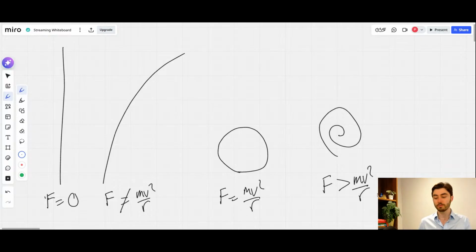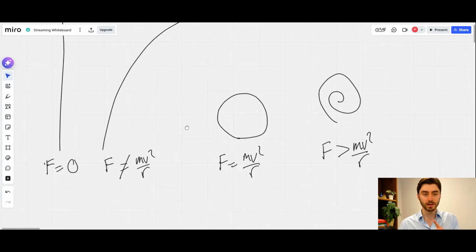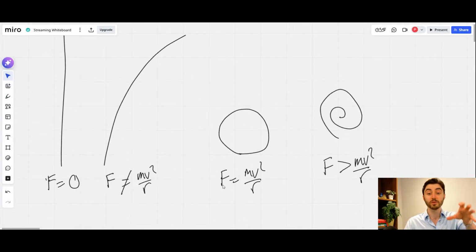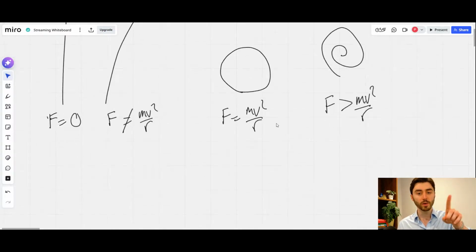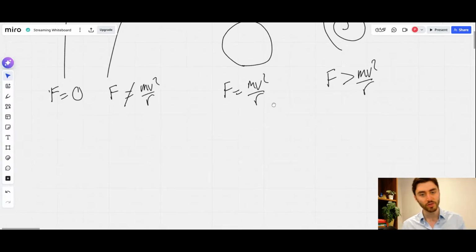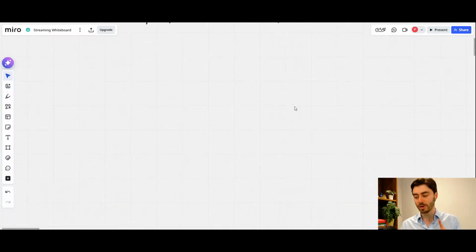So a lot of circular motion is to do with working out what that resultant force is towards the center of the circle, and therefore equating that to mv squared over r. But remember that if F, the resultant force, is ever not mv squared over r, then it stops. So another question is, where does this equation come from? Because I have seen them ask you to derive the centripetal acceleration.